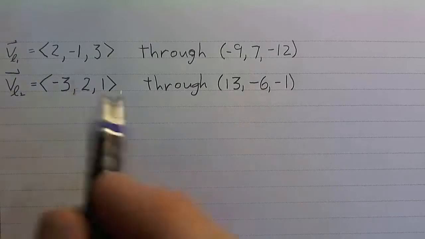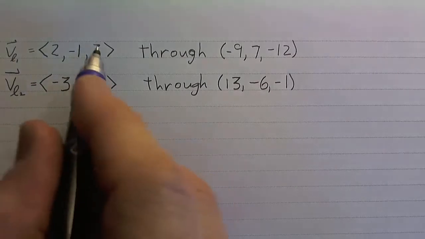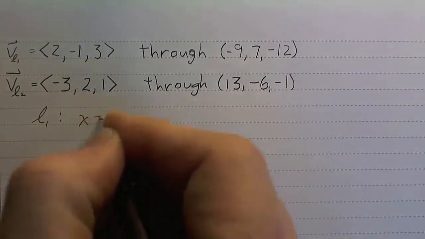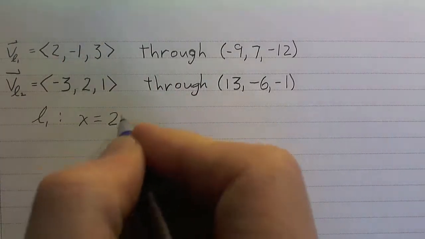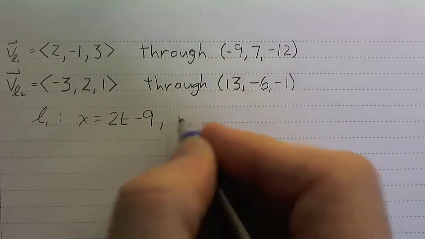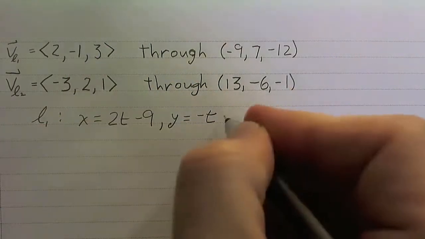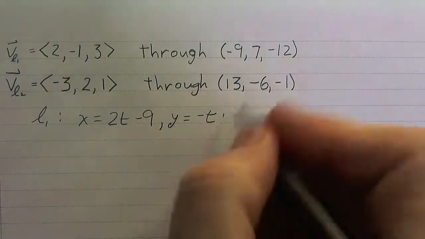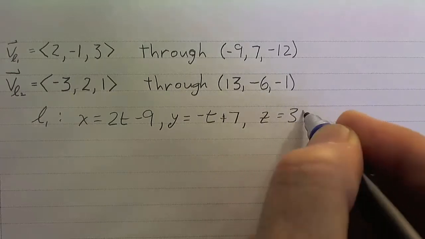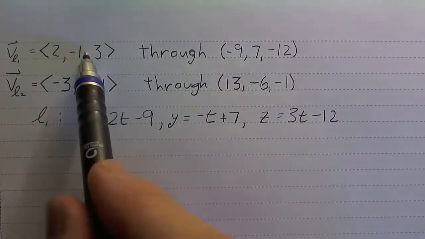Well, first of all, let's write our parametric form for both lines. So for this first line, line 1, I have x equals 2t minus 9. That's the x coordinate. And the y coordinate would be negative t, from that vector, plus 7. And then z is equal to 3t minus 12. So I just use this vector and that point.